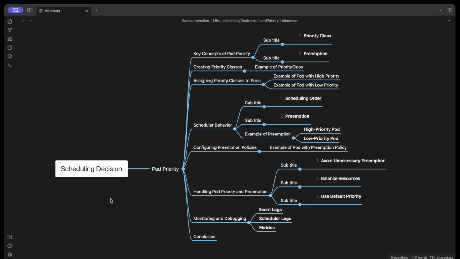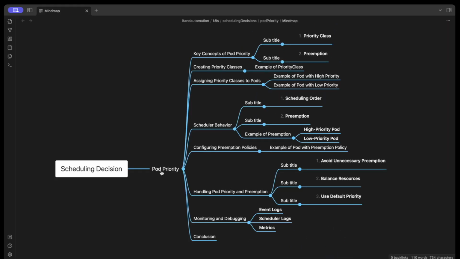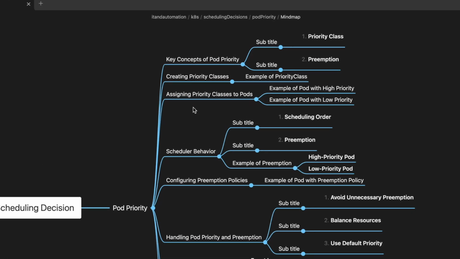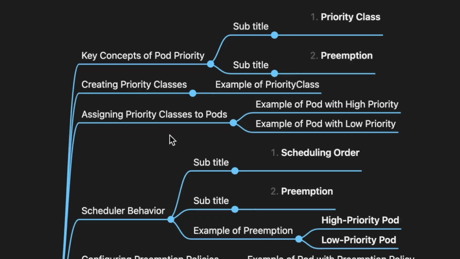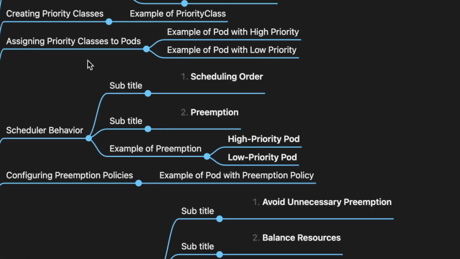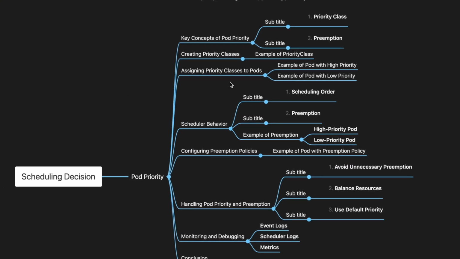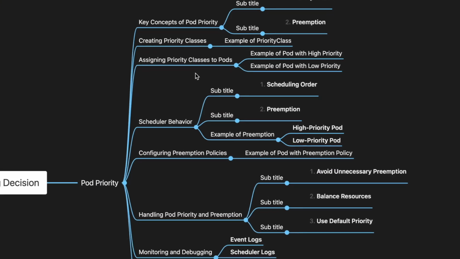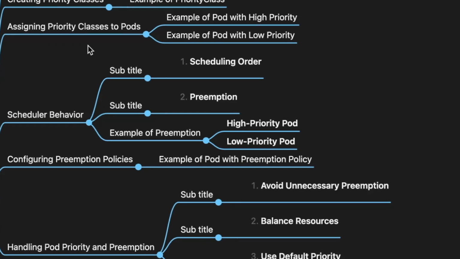So here we will today cover scheduling decisions and typically pod priority, and we will deep dive into a few details. We'll look into the key concepts of pod priority. We'll look into creating priority classes, how to assign that to the pods, scheduling behaviors. We'll look into the ordering, preemption. We will look into the high priority pods and low priority pods, how we can create that. We can look into the working examples as well.